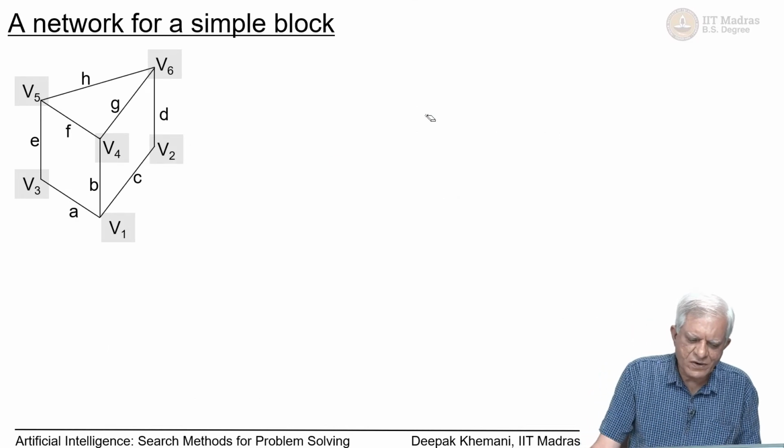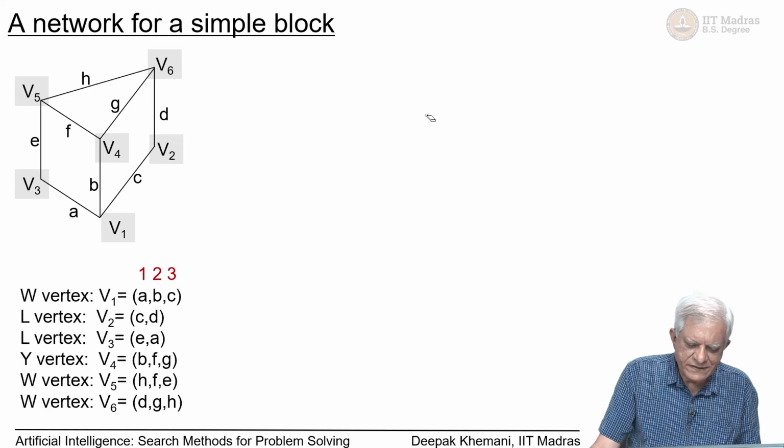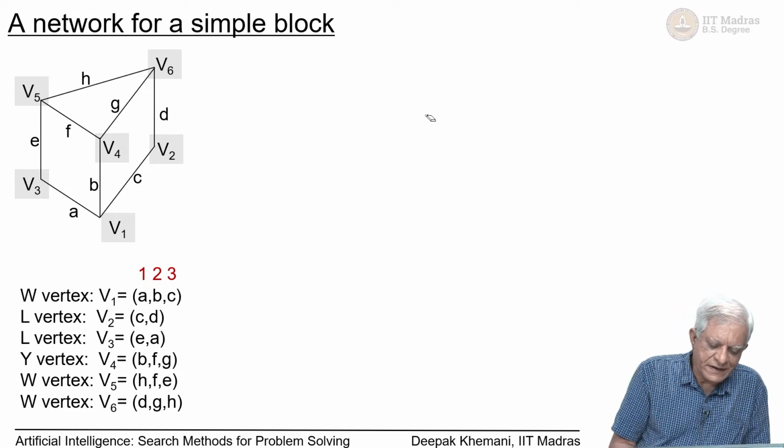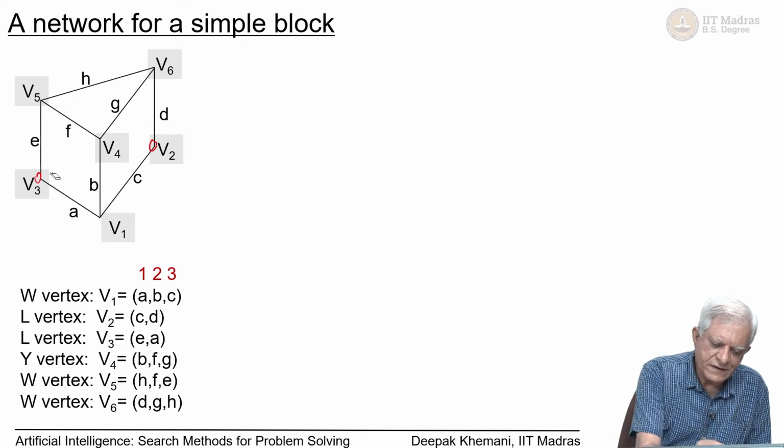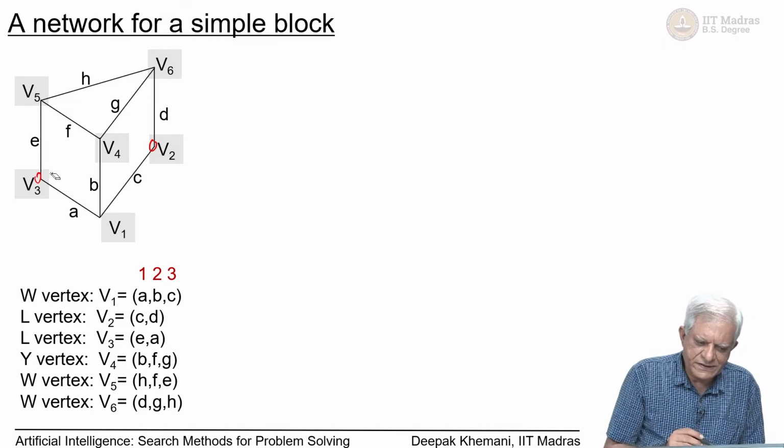Here is a simpler block. You can see that this thing, which looks like a piece of cheese, has these 6 vertices, and some of them are W, some are L, one of them is Y, and 3 of them are W essentially. Which is the Y vertex? The one in the center, which is V4. What are the L vertices? V3 is an L and V2 is an L. So, this is V2 and this is V3, and the rest are W vertices essentially.